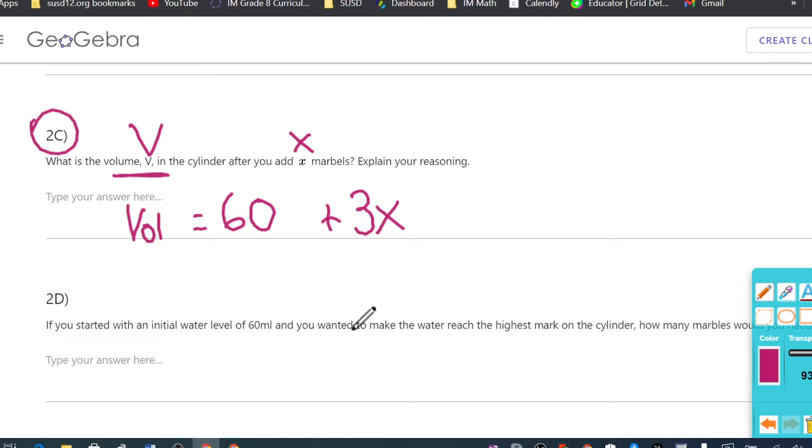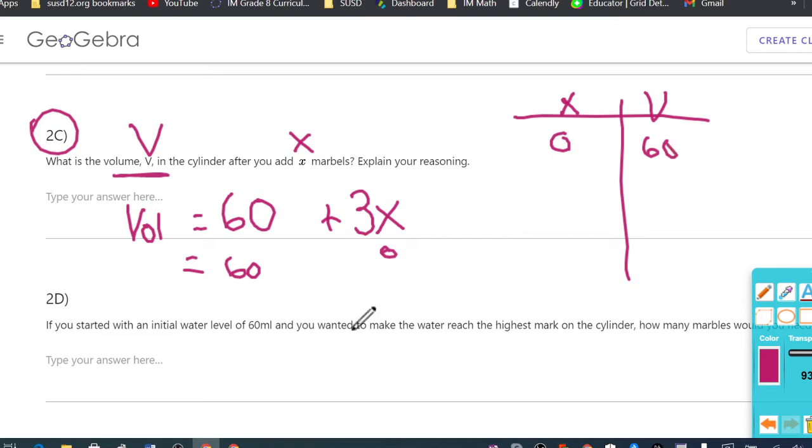Let me explain how it works. When X equals 0, then the volume equals 60. Wait, I will make a table. That's even better. I really like tables. X is the number of marbles. Y is the total volume. I'll even write that as volume. Okay, so when there's 0 marbles, our volume is 60 milliliters. When there's 1 marble, our volume goes up to 63.